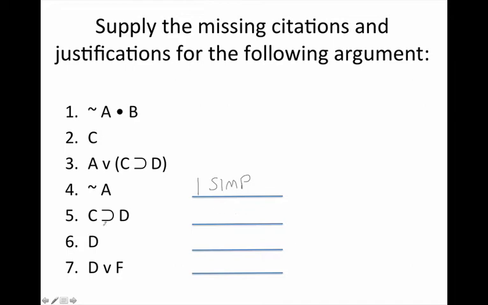Then take a look at line 5. Line 5 is C horseshoe D. Notice that C horseshoe D happens to be the right side of a wedge, and I've just inferred that the left side of the wedge is not the case. So from lines 3 and 4 by disjunctive syllogism, and keep looking back and forth from the proof to your rules, proof, rules, and you'll start to see them more clearly as you go forward. We get by disjunctive syllogism C horseshoe D.